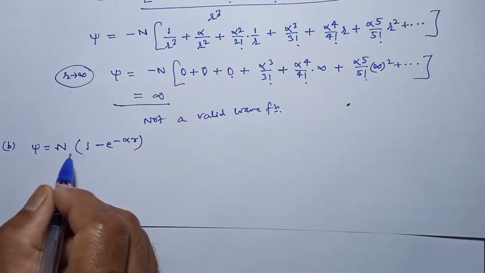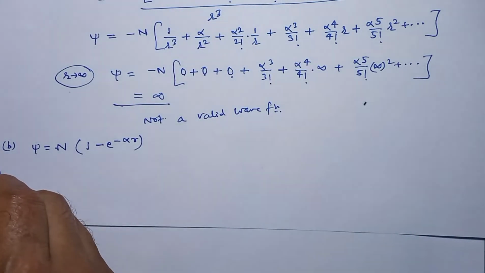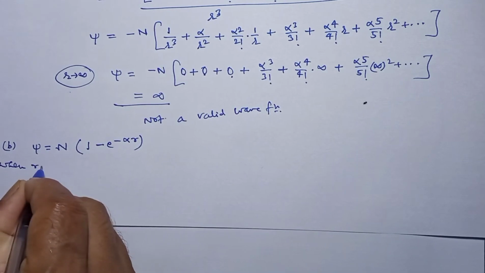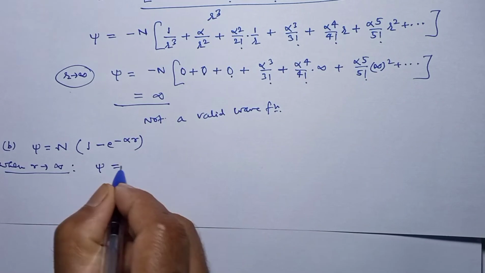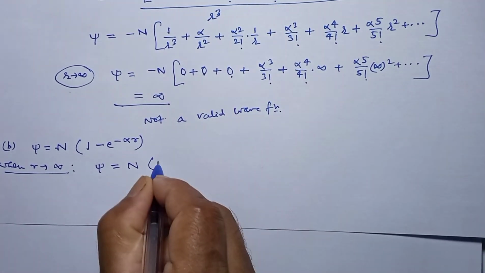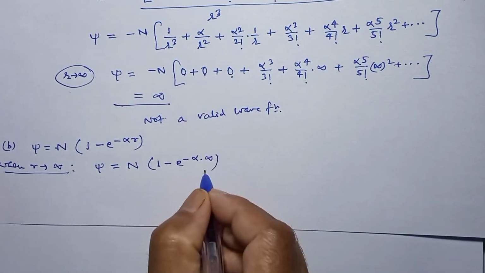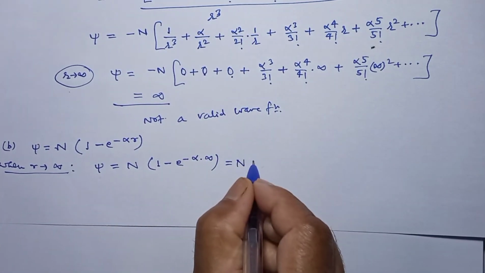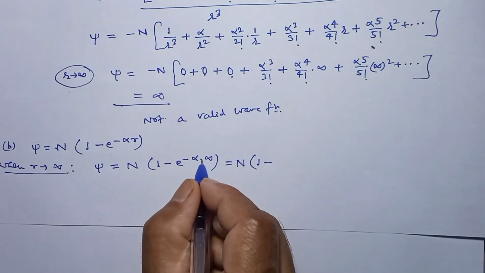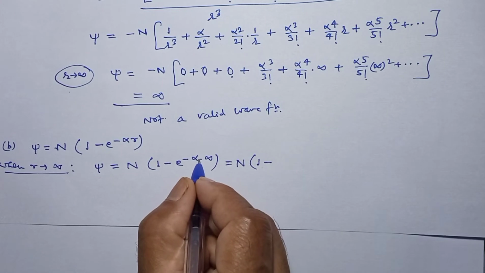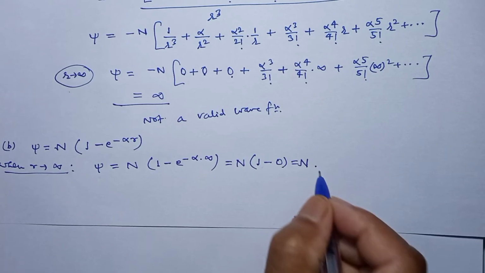Psi equals N times (1 minus e raised to minus alpha r). When r tends to plus infinity, wave function psi becomes N times (1 minus e raised to minus alpha times infinity). It means e raised to minus infinity, that is 0. So 1 minus 0, it is N.